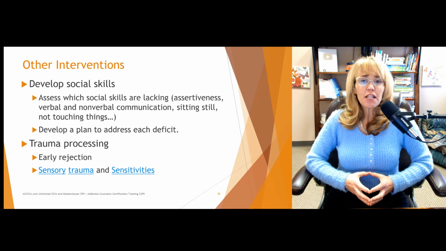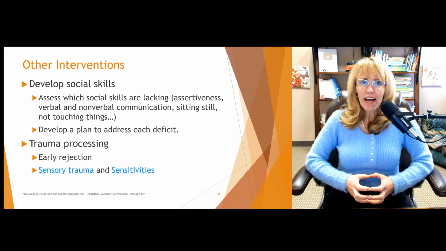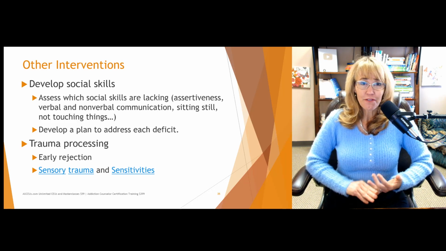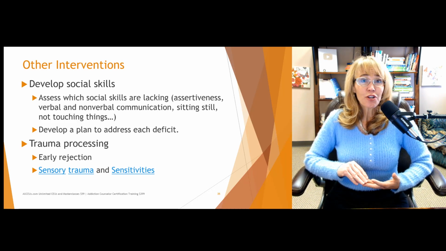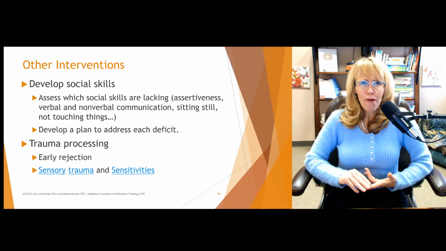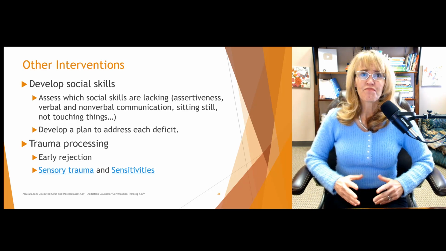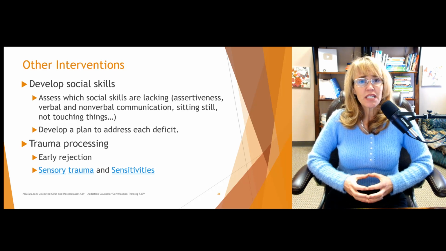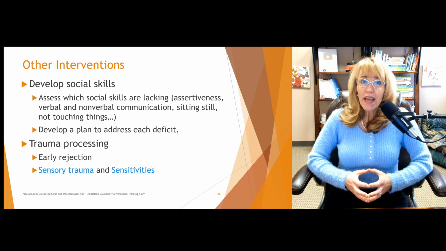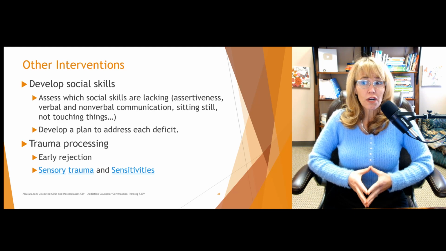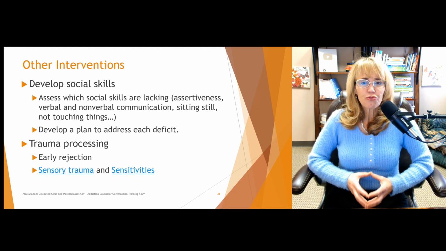Other interventions include developing social skills. Address which social skills you lack. When children are growing up in healthy environments where they're developing secure attachments, they learn emotional intelligence, mindfulness, emotion identification, how to moderate their emotions, problem solving, communication, assertiveness, boundaries, all this stuff. If you didn't have a secure attachment, if you didn't have someone helping you learn these things, you may not have developed these skills. So assess which social skills you may need to work on, and then develop a plan to address each deficit.